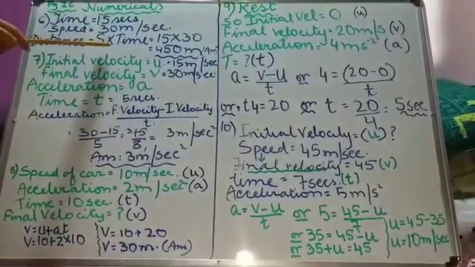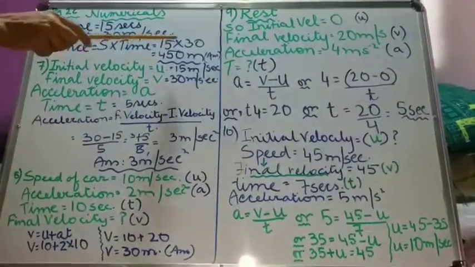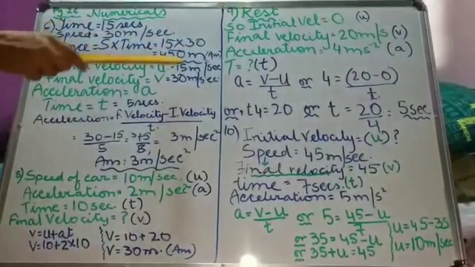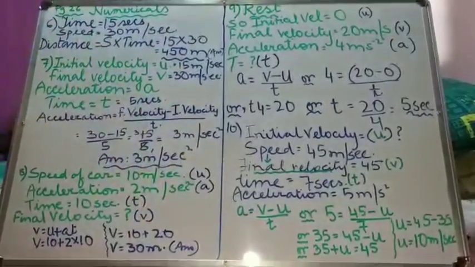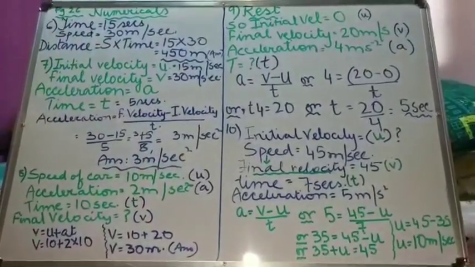Calculate the distance. Speed into time. That comes to 15 into 30. That is 450 meter. Easy? Yes, miss. Next, number 7.